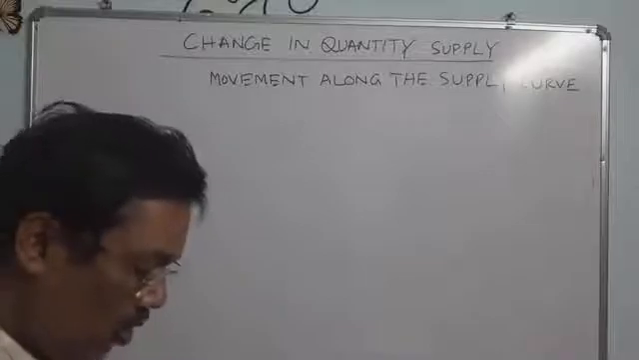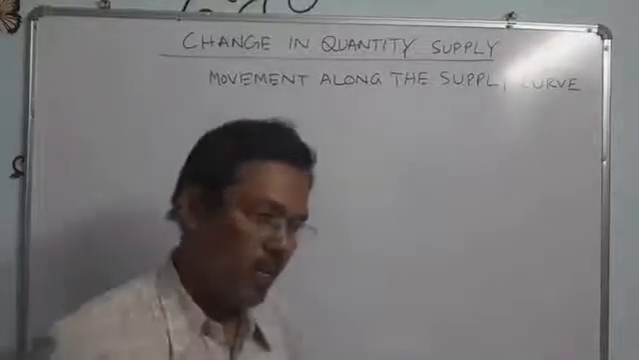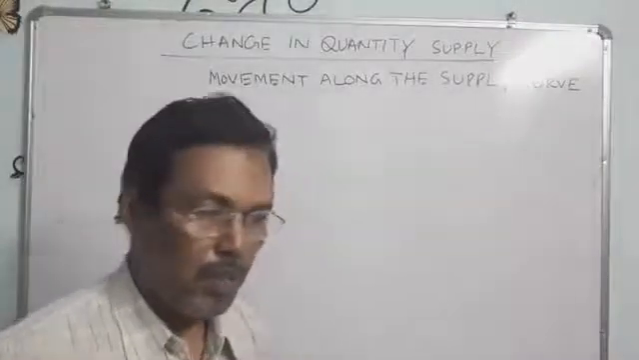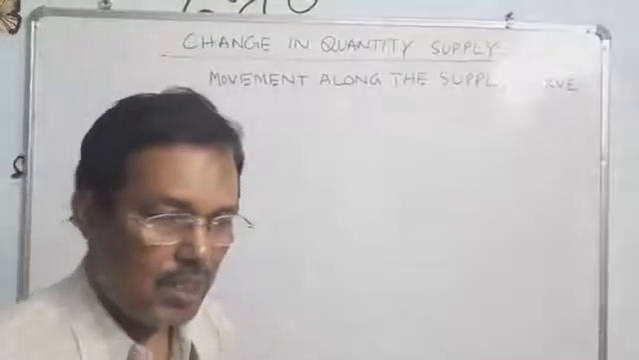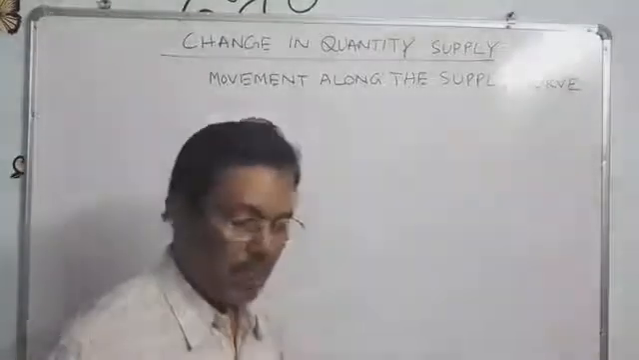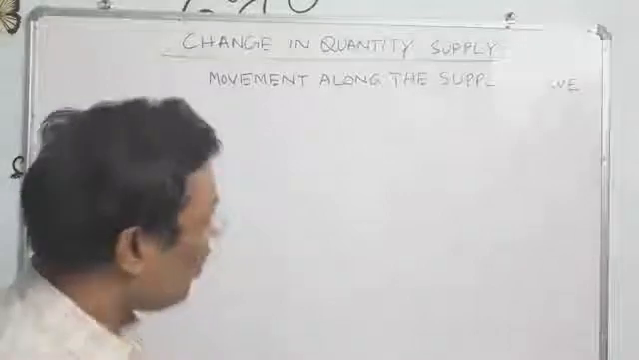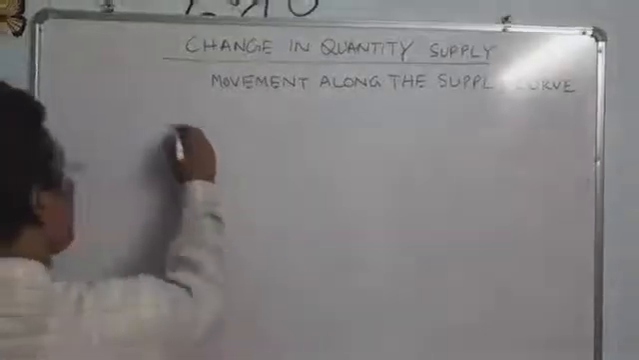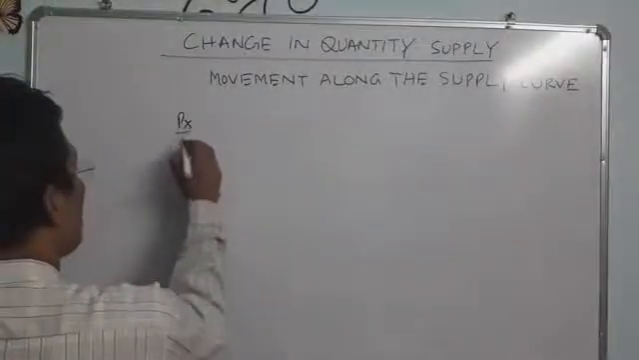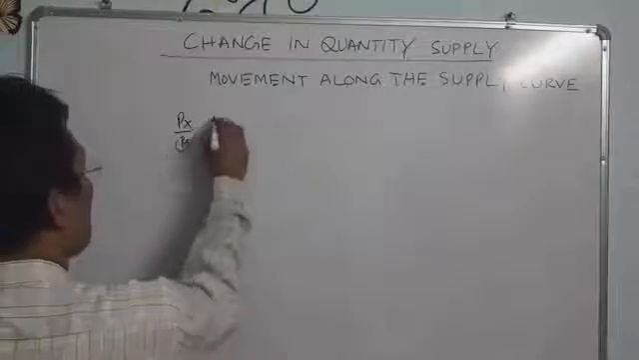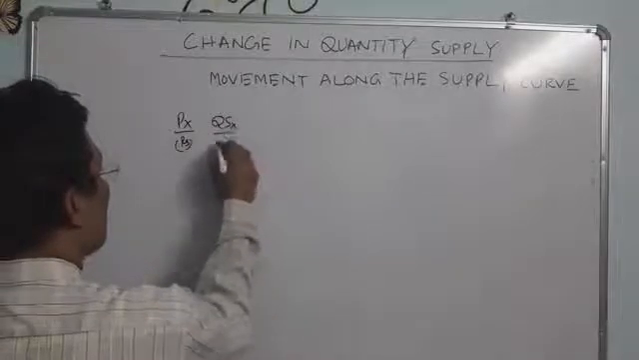Or we may say that, other things remaining the same, when price increases, supply of that good increases, and when price decreases, supply of that good decreases. That is called the law of supply. So, for example, price of X good in rupees and quantity of supply of X good in units.